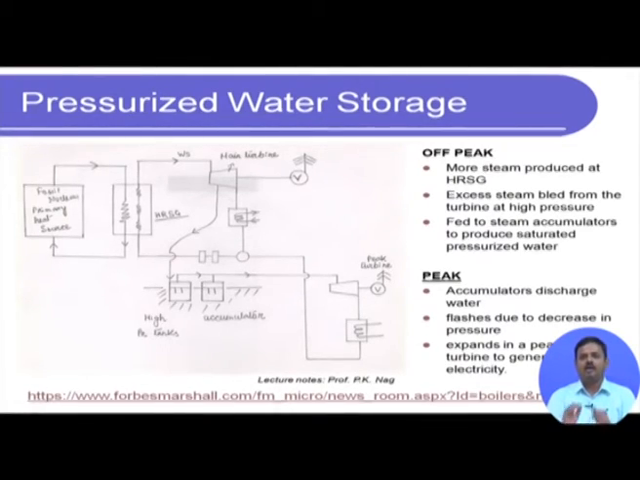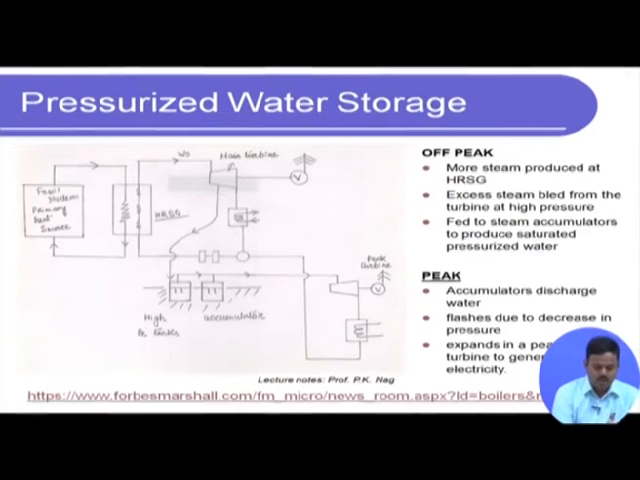Clear? All right. Now, during the peak hours the accumulators discharge. They are exposed to discharge the water, and as a result, due to the sudden decrease in pressure, there is a flash boiling or flash evaporation, and part of the steam will escape and go through this peaking turbine still at relatively high pressure, and it will produce additional electricity. Then the condensed steam goes through a condenser and is fed back into the main loop. Clear?